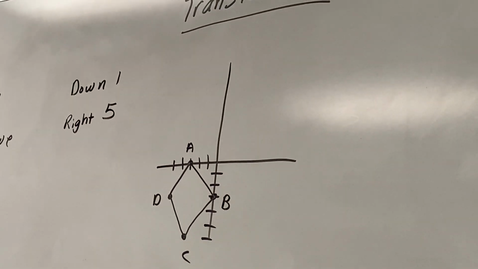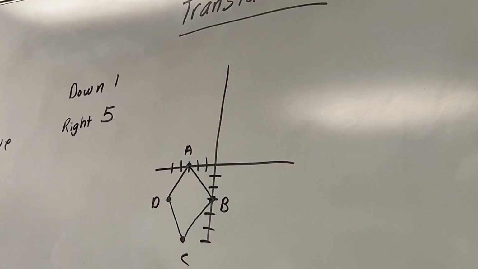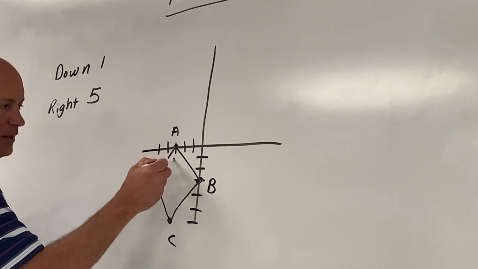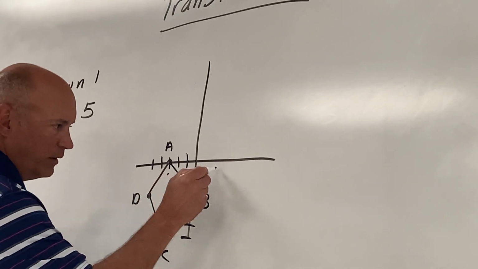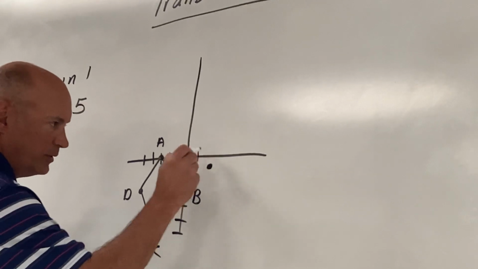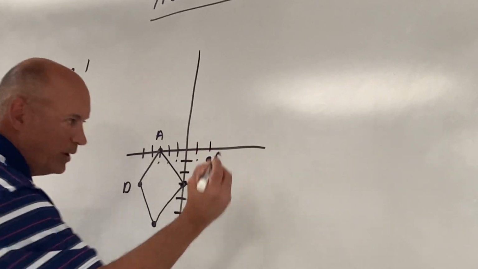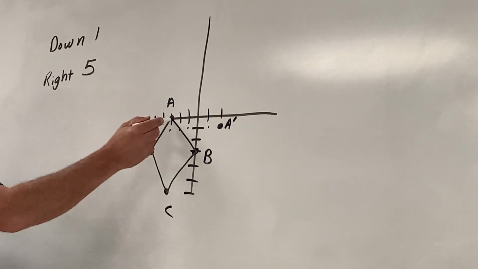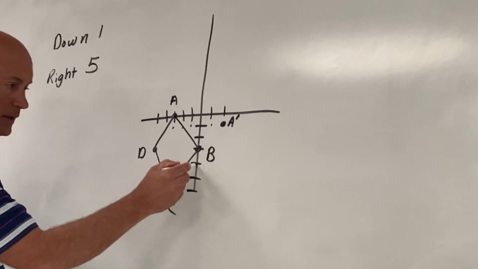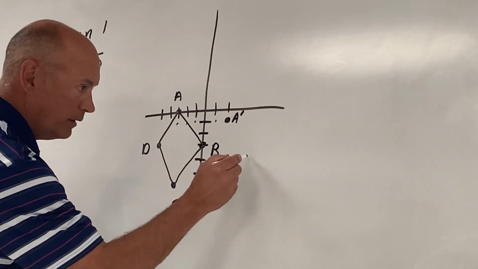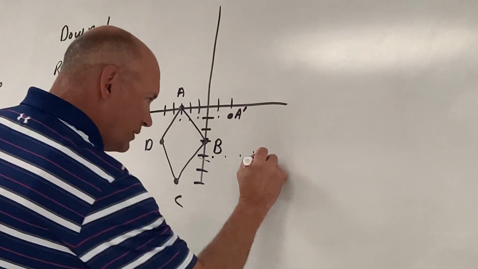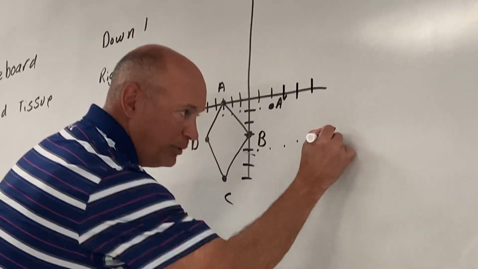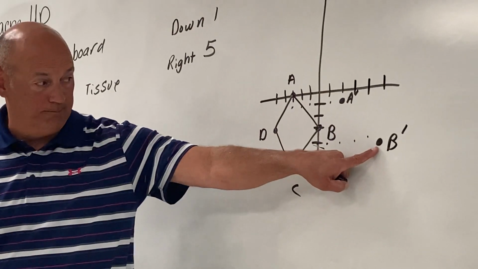So each point we're going to move down 1 and then to the right 5. Let's start with A. Let's go down 1, that would be here, and then go to the right. 1, 2, 3, 4, 5. It's going to go right there. So this is A what? Prime. A prime. Now let's go to B. Go down 1 to the right. 1, 2, 3, 4, 5. B prime is going to be somewhere over here. I'll put B prime there. So I got A prime and B prime.